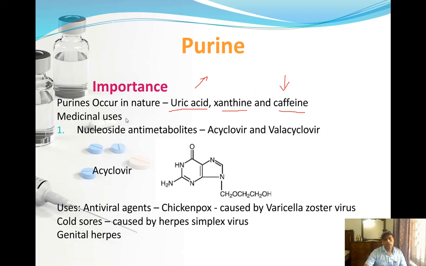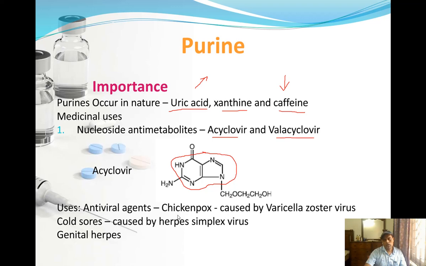Among the medicinal uses, the first one is nucleoside anti-metabolites. Anti-metabolites are the ones which replace these purine nitrogen bases. Examples are acyclovir and valacyclovir. This is the structure of acyclovir. You have the purine ring over there with the substitution. These are antiviral agents, right? Acyclovir and valacyclovir are antiviral agents which can kill the viruses.